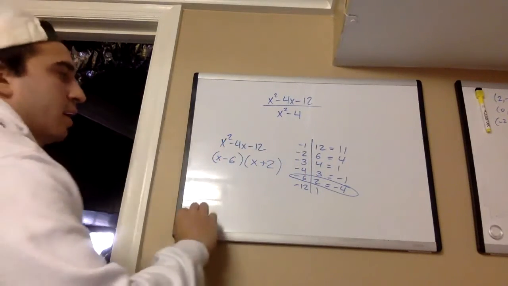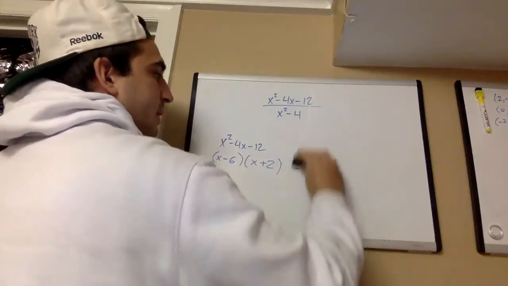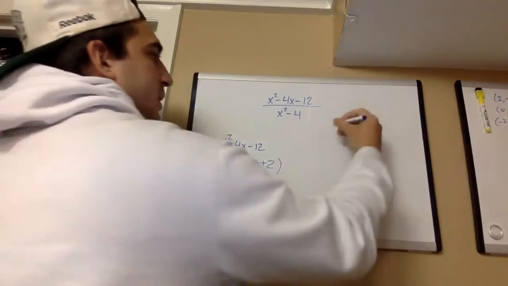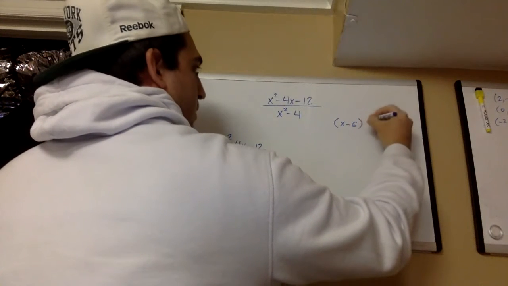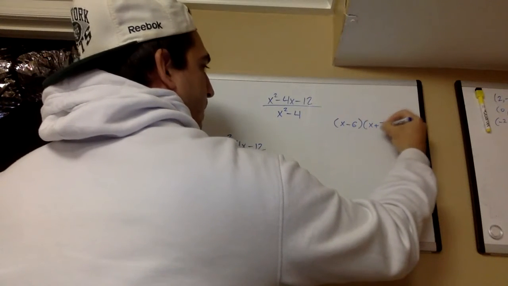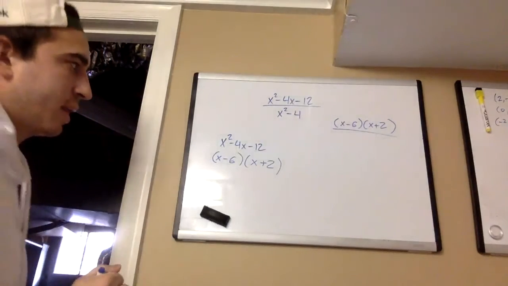So now I can rearrange my top into this. So I'm going to take this down real quick. I'm going to put it off to the side. So this can now change into x minus 6, x plus 2 over, and now we need to break down this.